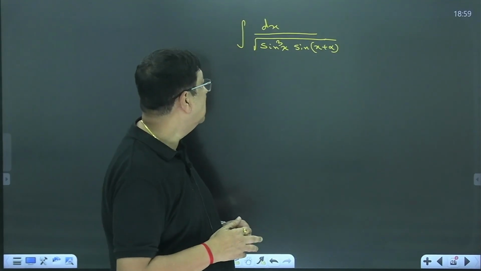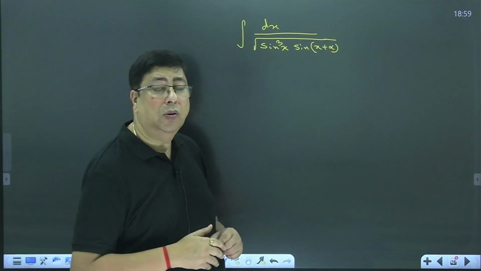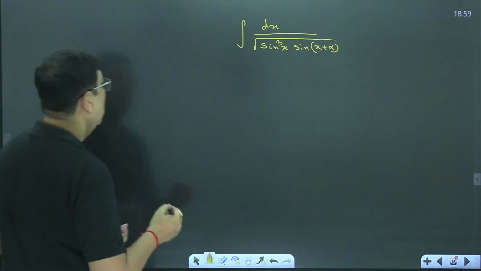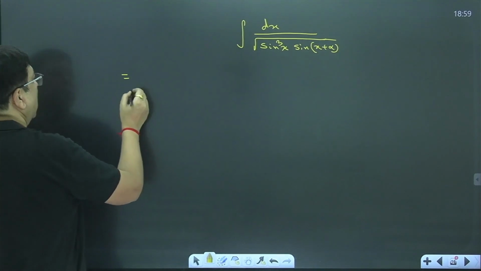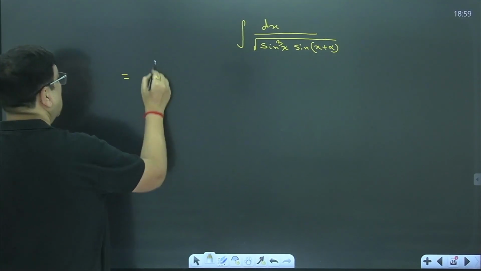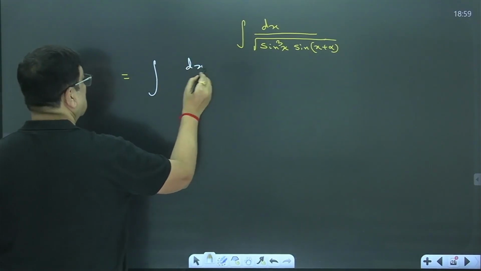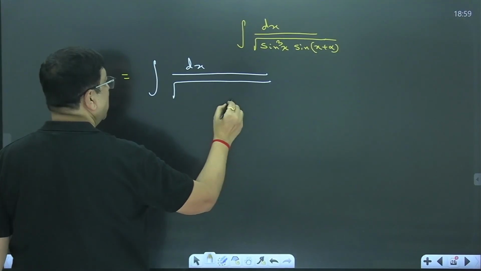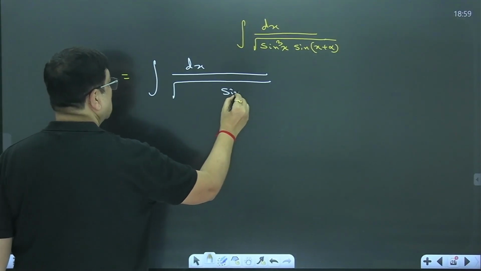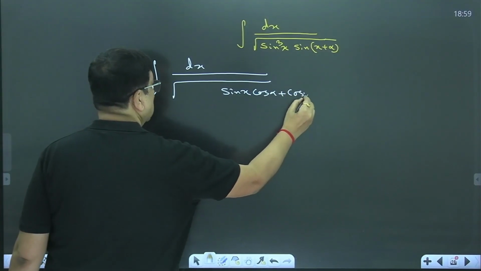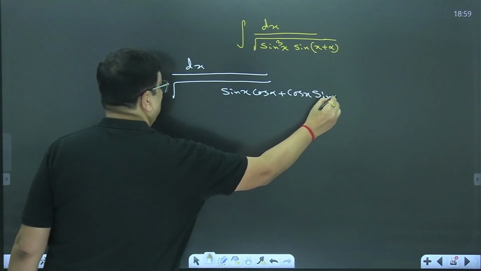So sine cube x, sine of x plus alpha. Let us open the sine of x plus alpha and see what can be done. So I can open the sine of x plus alpha. I am writing here dx by, I am not writing sine to the power 3, so sine x cos alpha plus cos x sine alpha, right?